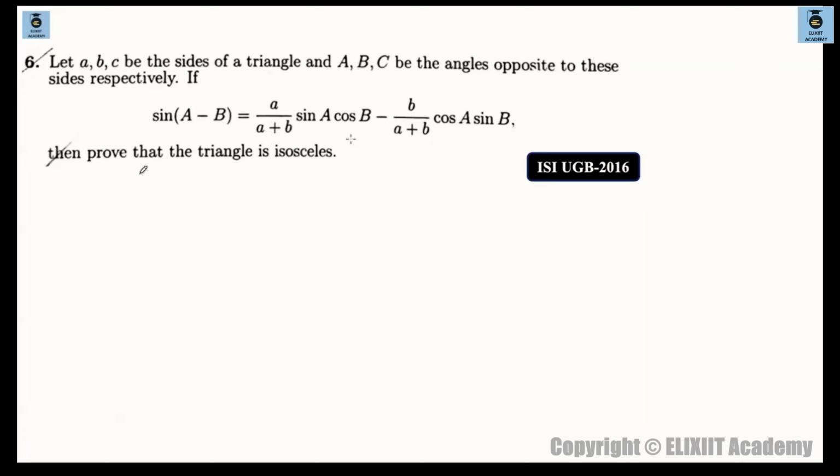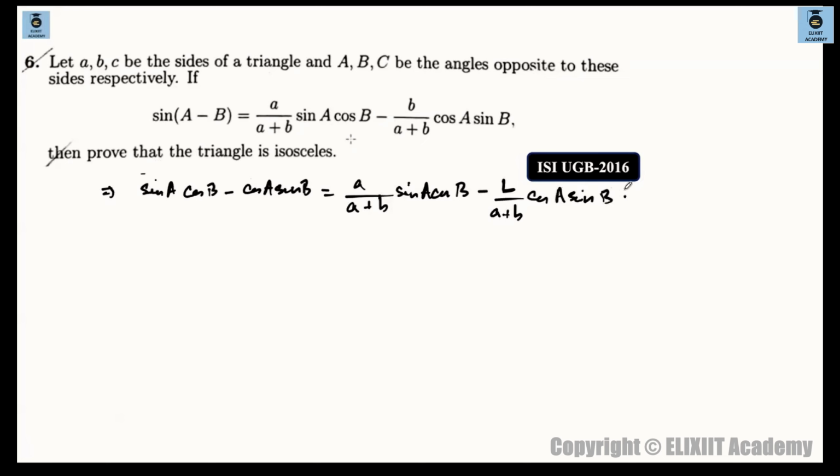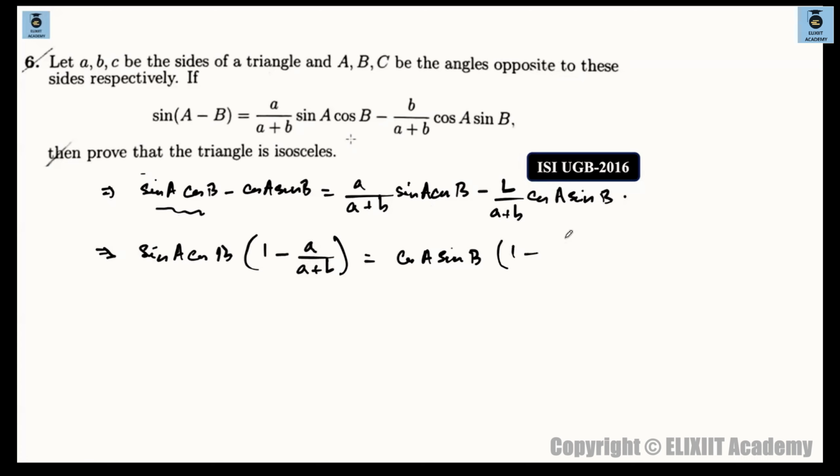sin(A−B) means sin A cos B minus cos A sin B. And on the right-hand side we have a upon (a+b) sin A cos B minus b upon (a+b) cos A sin B. On the left-hand side, we have sin A cos B here and sin A cos B here. So sin A cos B into (1 − a/(a+b)) is equal to cos A sin B into (1 − b/(a+b)), taking this to the right-hand side.